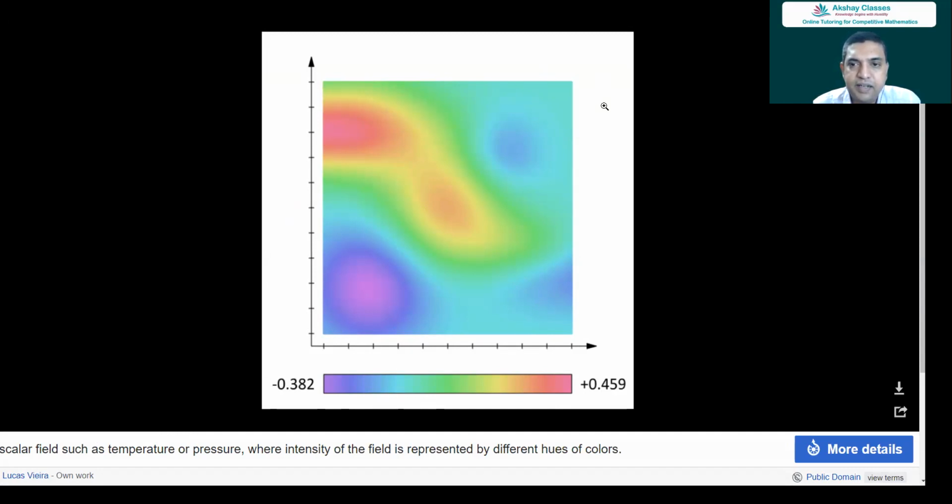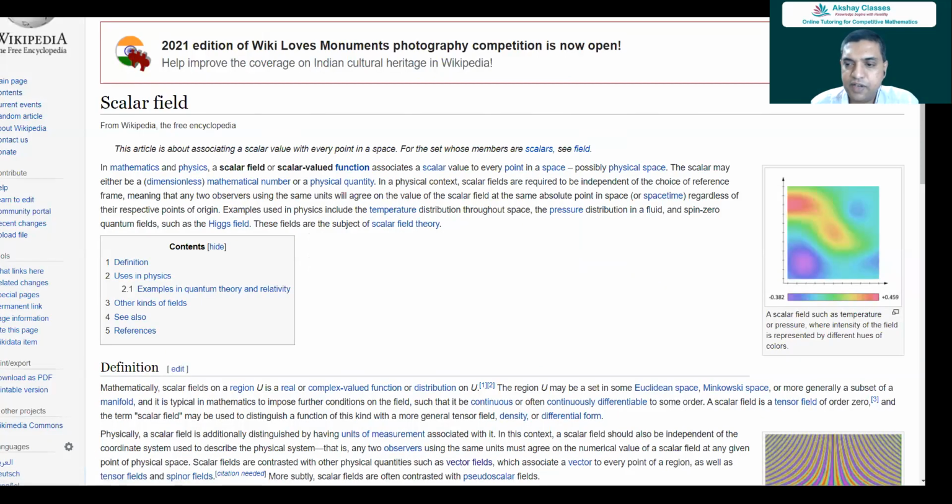Let's say there's a plate and it is being heated at one place and it is in contact with a cooling agent at other place. Red indicates hot, and blue indicates cold. So there is a variation of the temperature. So temperature is a scalar. So a representation like this is a representation of a scalar field.